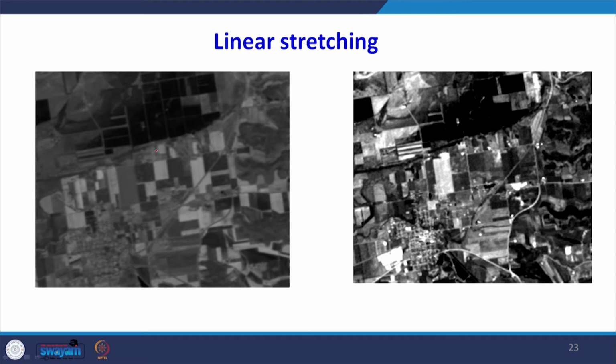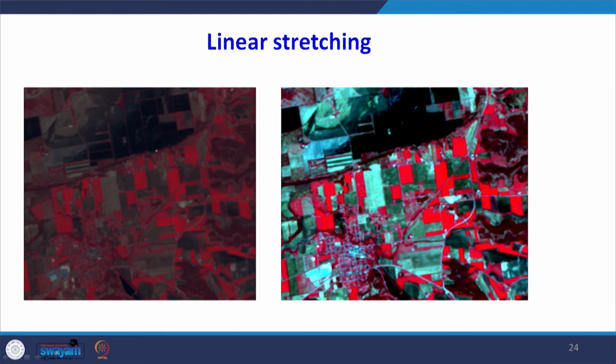The image is so dark here. After the linear stretch enhancement, the image has become very sharp. One can identify the road very clearly, the urban area, the agricultural land, so that all can be clearly seen. But as I told you, the color image is much better to the human eye in order to identify more and more number of objects. So this is the color enhancement.